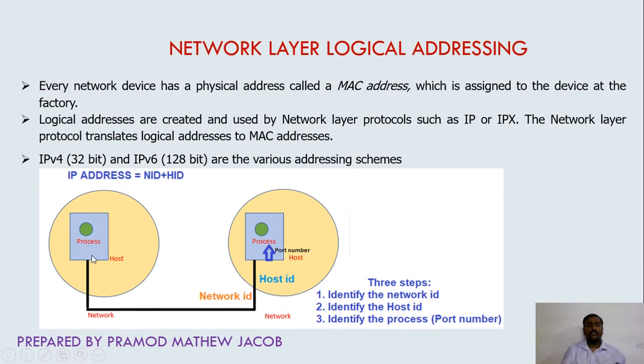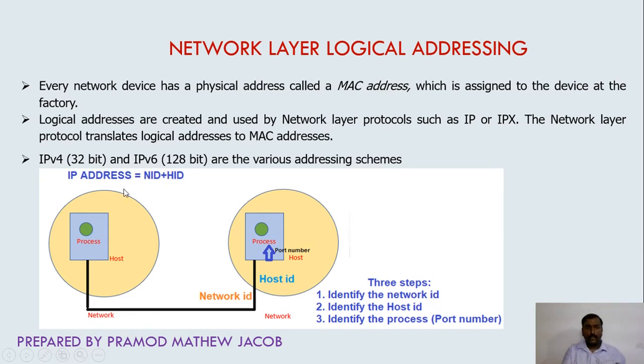So in order to communicate from our computer to the Google server, first our computer should identify the network ID to which the Google server belongs, and then it should identify the host ID, then it should identify the process or the port number. These are the three steps that will take place while we are trying to access a web page through the computer network protocol. In order to identify this network ID and host ID, we are using IP address. And IP address consists of network ID and host ID.